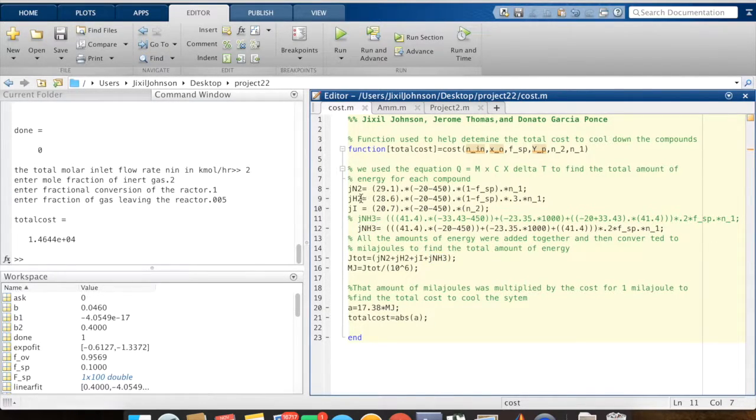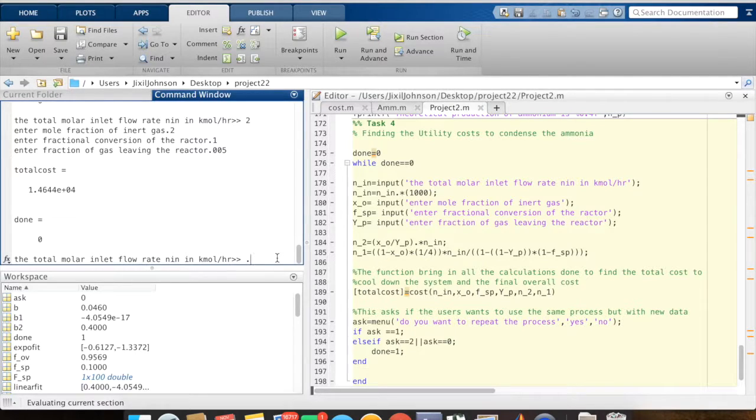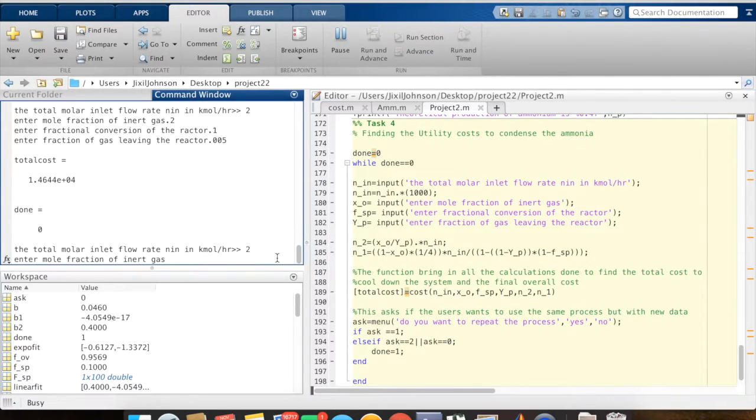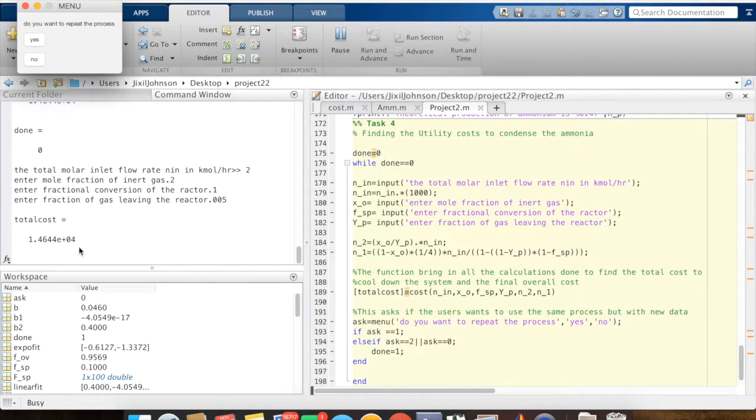I added all the joules of H2, N2, I and NH3 together, and multiplied by 10 to the negative 6 to convert joules to megajoules. Then I multiplied by 17.38, which is the cost per megajoule, and which came out to be a negative number, but you had to get the absolute value of the number. And when you run that function, N in is 2.2.1.005, and the total cost would be 1.46 times 10 to the fourth.